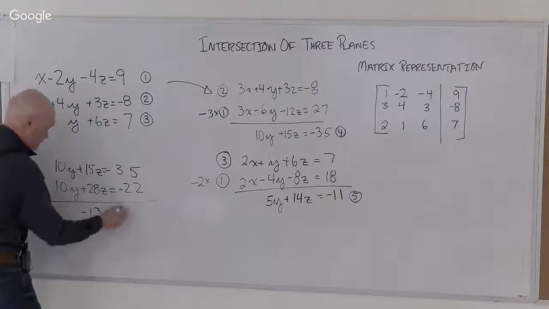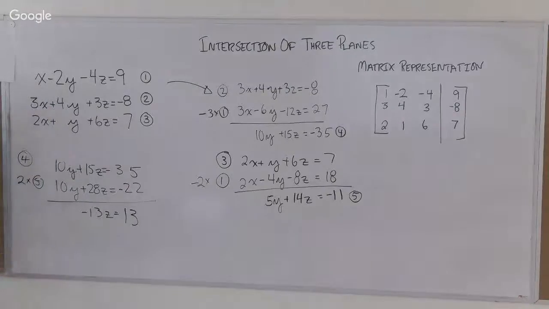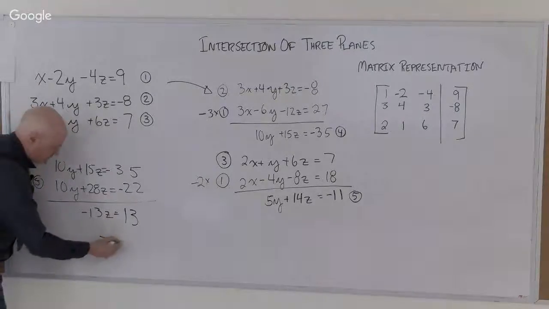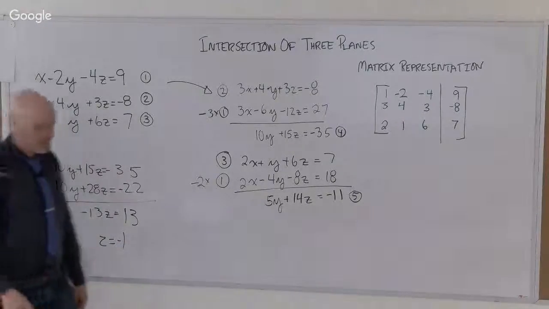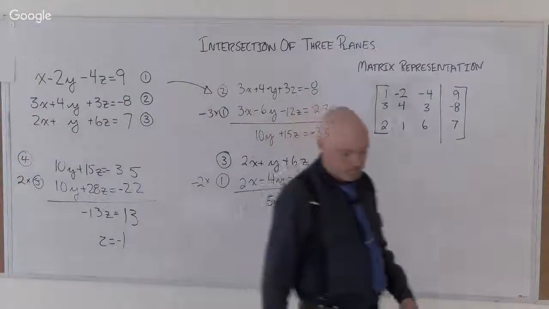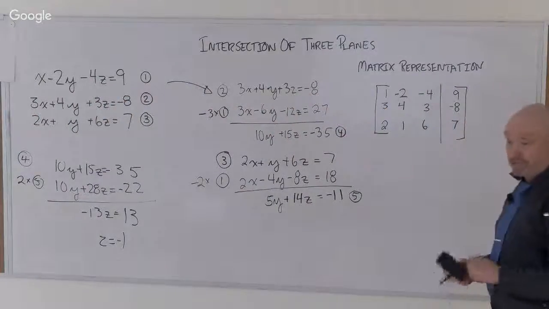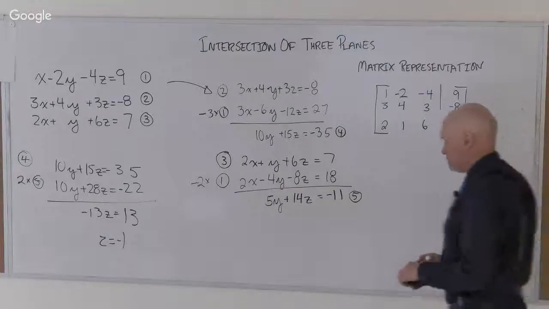-13z is equal to 13. All right. Z is equal to -1. That's easy. As you can see, it's easy to make lots of mistakes.